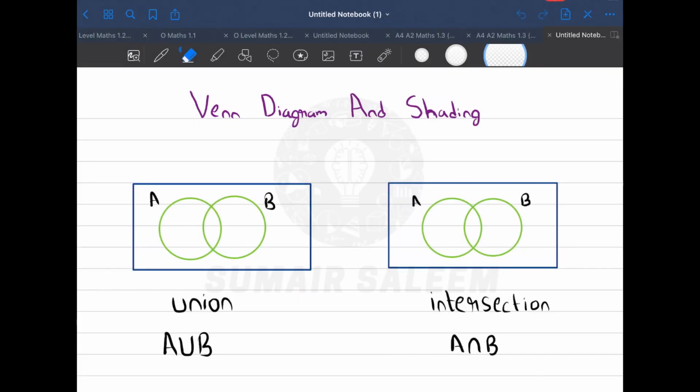Hi guys, so far we have covered introduction to sets and all questions related to introduction. In today's lesson, I'll be starting with Venn diagram and its shading.